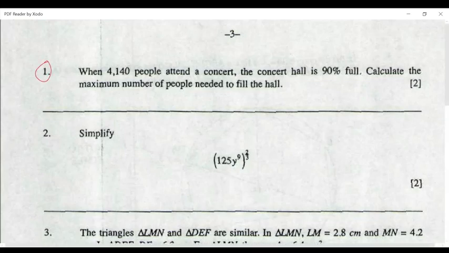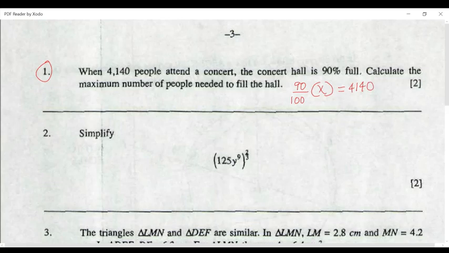So number one says that when 4,140 people attend, the concert hall is 90% full. Calculate the maximum number of people needed to fill the hall. Okay, so this is some standard percentage problem where you know that 90% of some value x, which is when the concert hall is full, is equal to 4140.